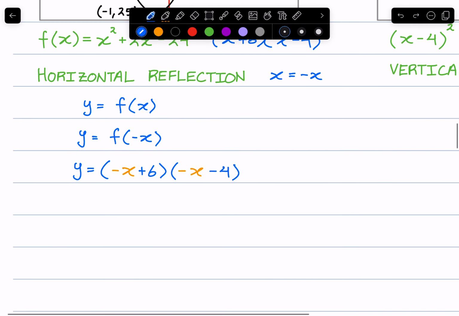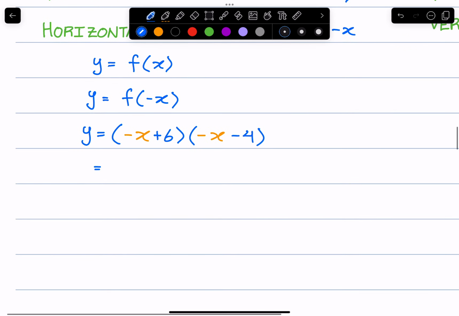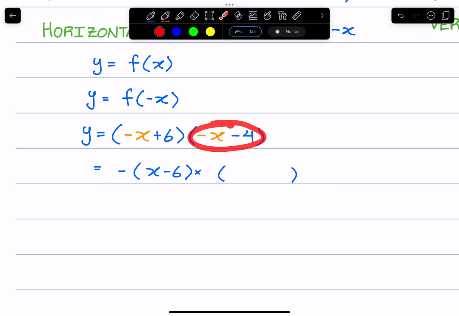And now to resolve this, let's take a look at some extra factorizations that we can do. In this first bracket, I can factor out negative 1, which gives us x minus 6. There's a times in between here. I'm just writing that to really show that now I'm going to factor out negative 1 from this group as well. So negative x plus 4.